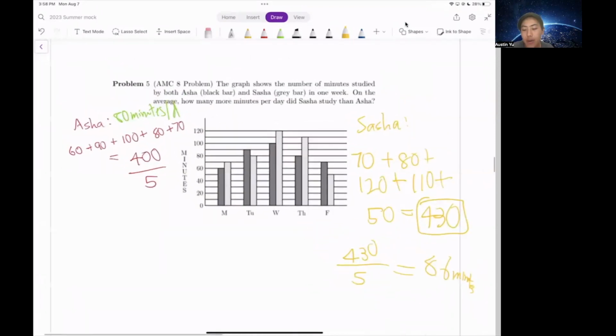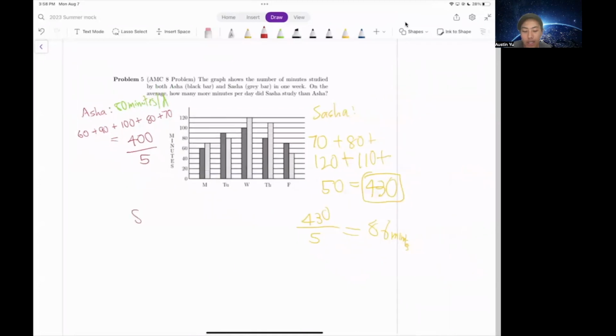How many more minutes per day did Sasha study than Asha? Well, 86 minus 80, that just gives us 6 minutes. So the answer is 6 minutes.